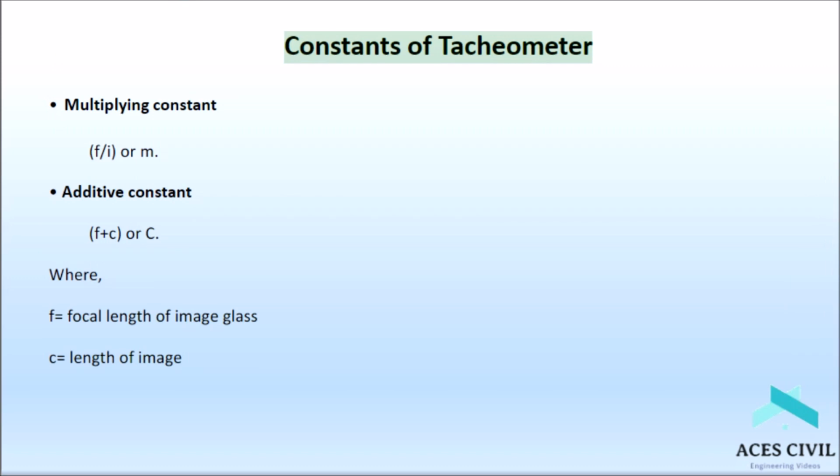Constants of tacheometer. Multiplying constant: f/i, or m. Additive constant: f+c, or c. Where f equals focal length of the objective glass, and c equals the distance of the objective from the instrument axis.